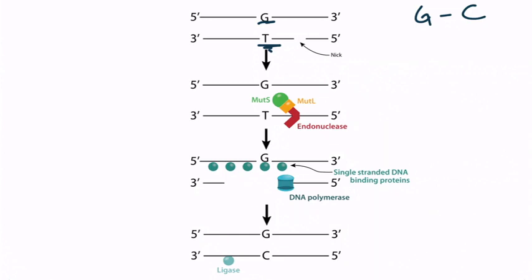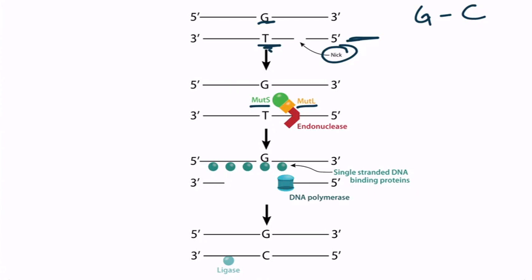During DNA replication, the daughter strand, which is represented right here in this figure, normally contains nicks, which you can see right here in the figure. These nicks distinguish it from the parent strand of DNA. Two proteins, mut-S and mut-L, can slide along the daughter strand until they find the nicked region.